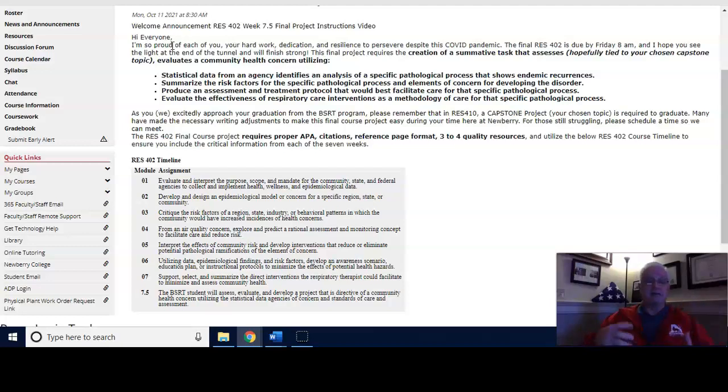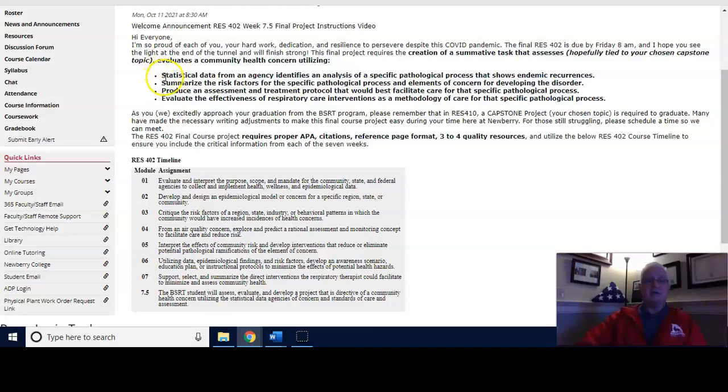summative project utilizing all the past 7 weeks of data, along with tying in your capstone project topic that you've chosen in the past. Best to do that because when you get to RES 410, it'll make it a lot easier for you. You'll incorporate this data when you do Dr. Allowine's class for your capstone project. But you're going to be evaluating a community health concern, hopefully a pulmonary one if possible.